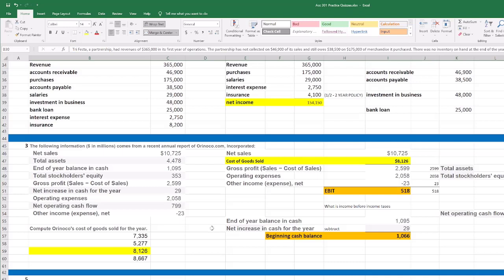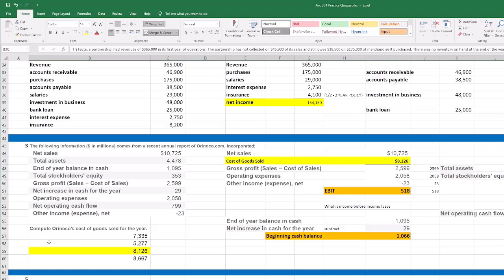Now, this is one of those problems where there are 3 different problems with the same data. It could ask you maybe more, but in my practice set, I got this problem 3 times. So instead of putting it out there 3 times, I'll just show you how to work this problem based on what it's asking. So we have net sales, total assets, end of year cash balance, stockholders' equity, gross profit, which is sales minus cost of goods sold, increase in cash for the year, operating expenses, net operating cash flow, and other income or expense. Okay, so sort of a mishmash, hodgepodge of information.